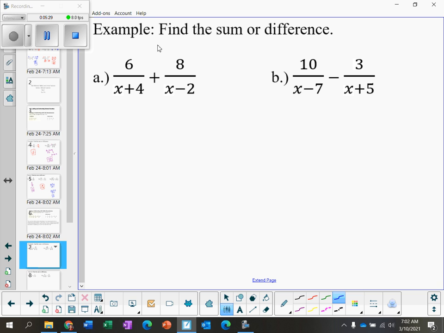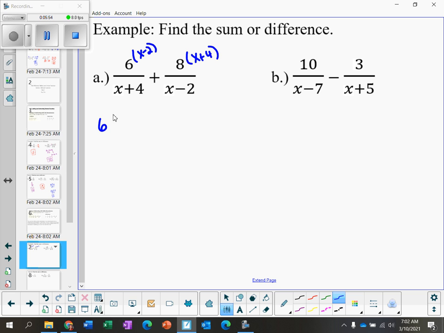So here in A, this denominator is x plus 4, this denominator is x minus 2. There's nothing in common, right? They're fully factored, they don't have anything in common. So that means the 6 is going to get multiplied by the bottom from here, x minus 2, and the 8 is going to be multiplied by the x plus 4, and the denominator is just going to be x plus 4 times x minus 2.